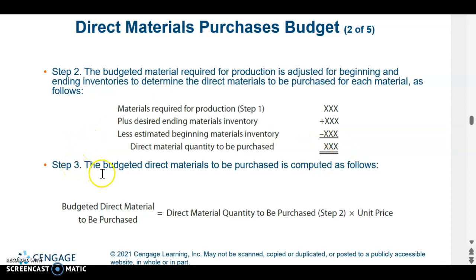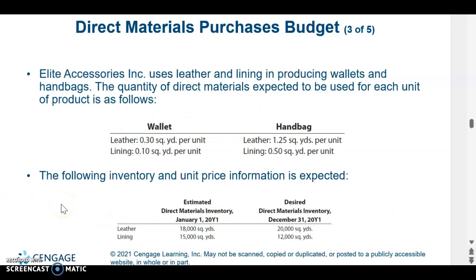Then in step three, the budgeted direct materials to be purchased will be computed. So step one and step two are in quantities. Step three, we're going to take the material that we need to purchase found in step two and times it by the unit price so we can get a dollar amount in step three. So let's look at an example.